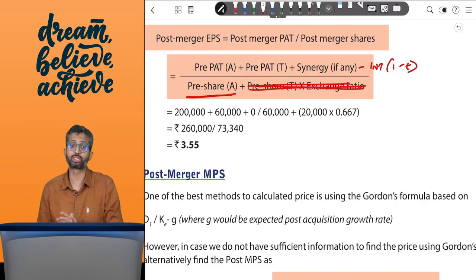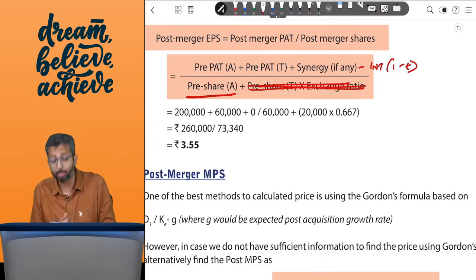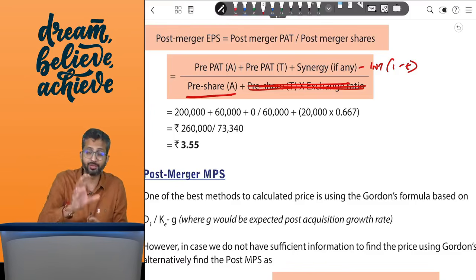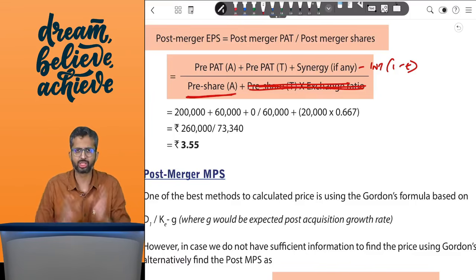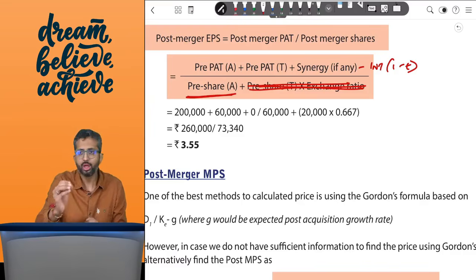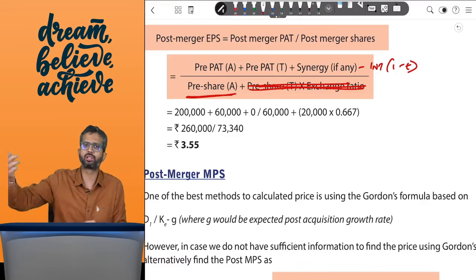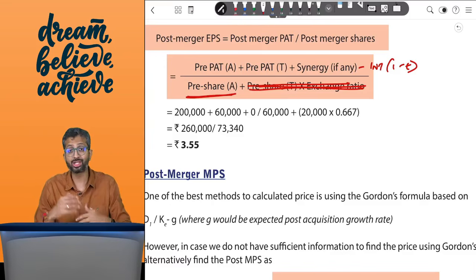In case the question asks you to calculate post-merger EPS, whether it is a cash acquisition or a share swap, the post-merger market price is an important piece of information. While calculating it, first you will see the data given in the question. If the question gives you data regarding future anticipated growth rate, like it tells you that earlier the growth rate was 6%, after the merger it is likely to be 8%, in such a case, you will always calculate the post-merger market price by taking Gordon's formula.